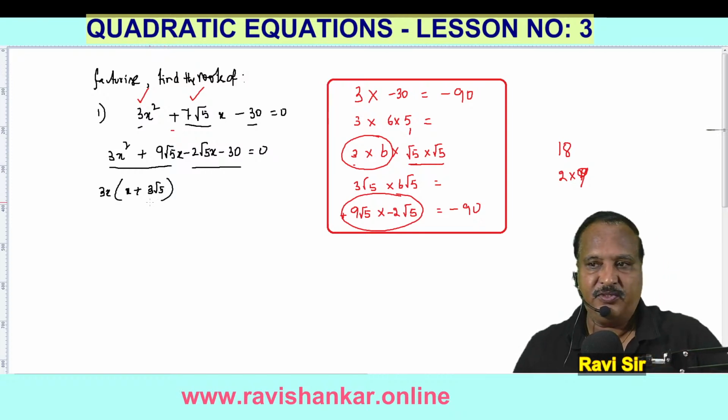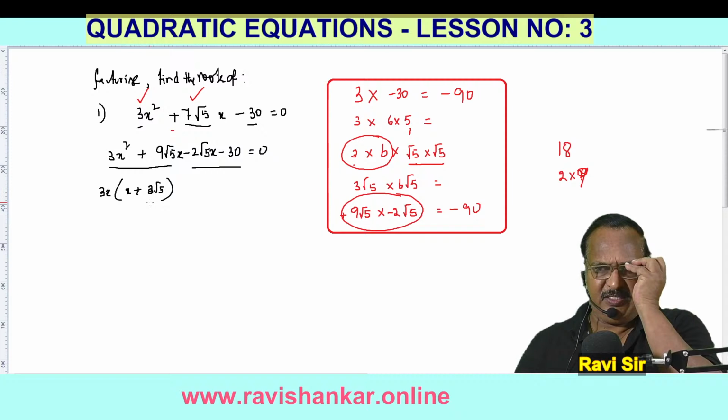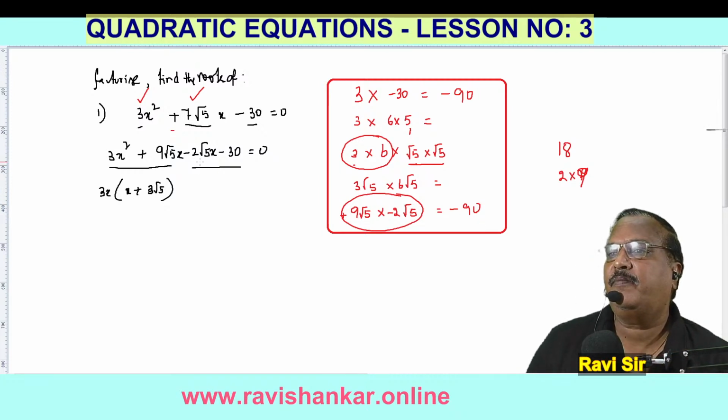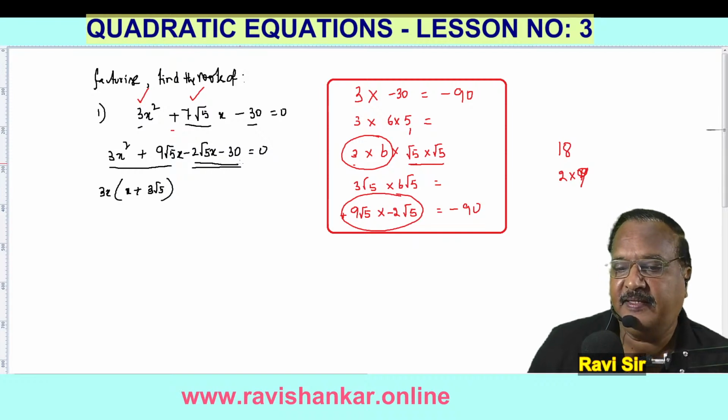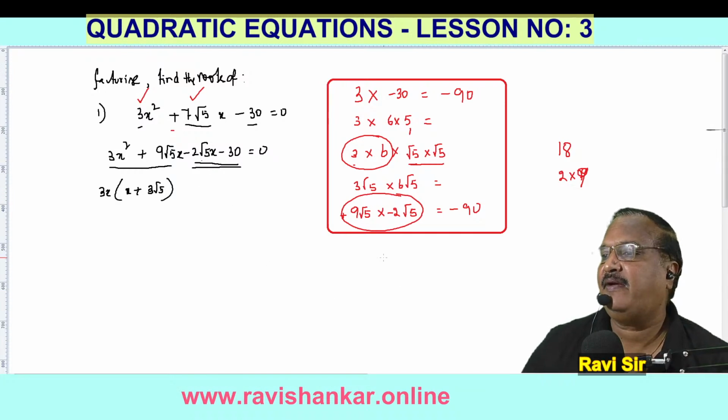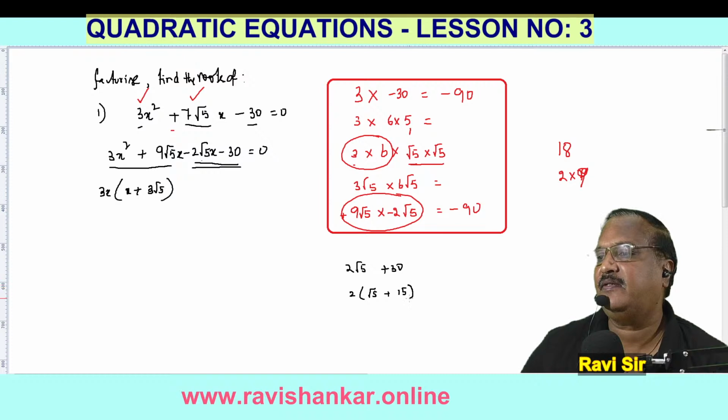Okay, so then next, so here 2 root 5 and this one 2 root 5 and 30. So 2 root 5, 30, I can take 2 common, so I will write here 2 root 5 minus 30. Okay, so if I take 2 common, what happened? I will get root 5 plus 15.